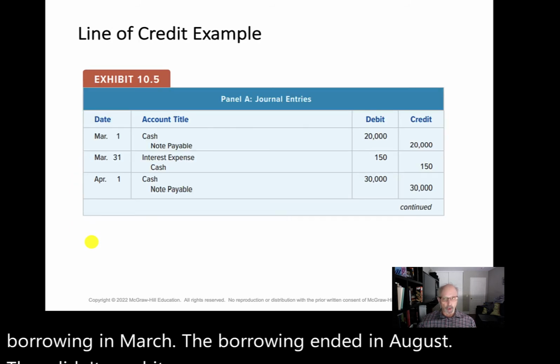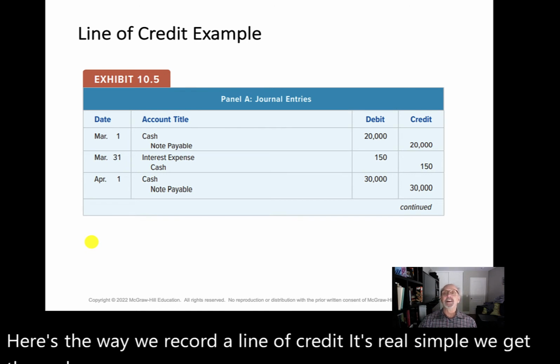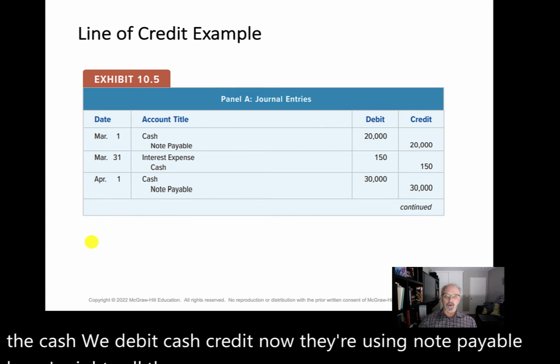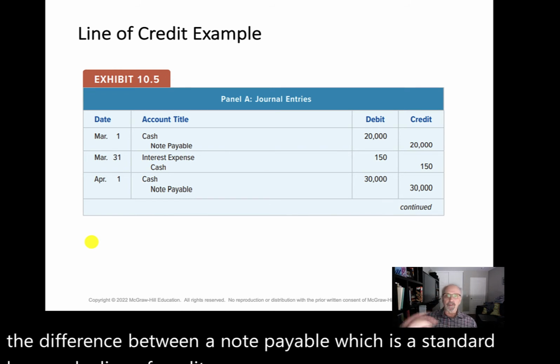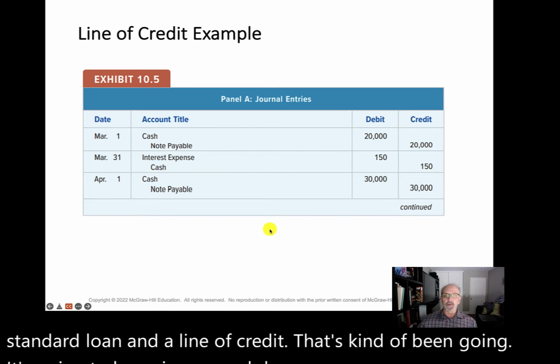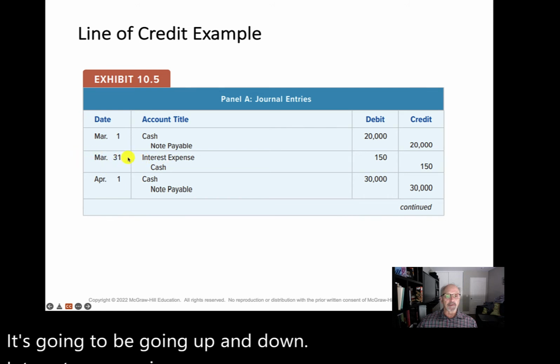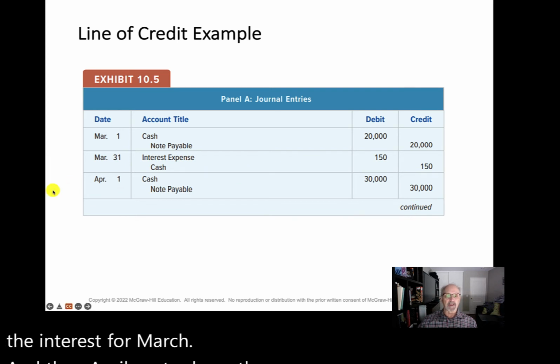Here's the way we record a line of credit. It's real simple. We get the cash, we debit cash, credit, now they're using note payable here. I might call the account line of credit, simply to denote the difference between a note payable, which is a standard loan, and a line of credit that's going to be going up and down. Interest expense is debited for March 31st when we pay for the interest for March. And then in April, we took another 30,000, so debit cash, note payable again.